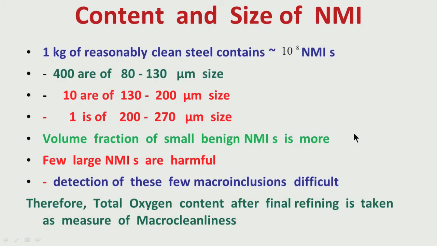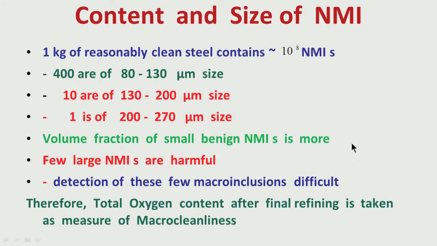So we are fortunate that way, but the few large non-metallic inclusions are harmful. We have to be careful about the large inclusions in steel. Now, the detection of these large inclusions is difficult, because you know what their volume fraction is? Very low, maybe 0.01 or maybe 0.001%. So it is very difficult to find these inclusions in steel. I will come to this aspect later on, how to find inclusions in steel.